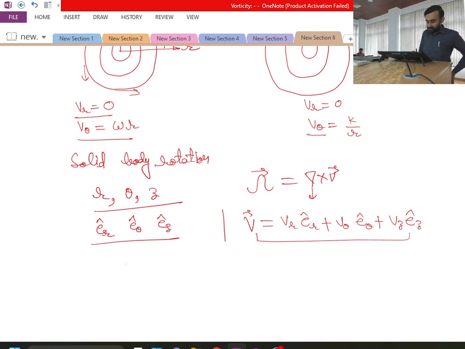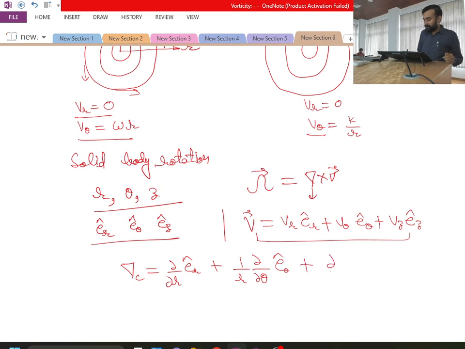For now, you can just recall that in cylindrical coordinate system, it will be nothing but equal to del by del r of E r cap plus 1 by r del by del theta of E theta cap plus del by del z of E z cap. Okay, so this is my del operator in cylindrical coordinate system.